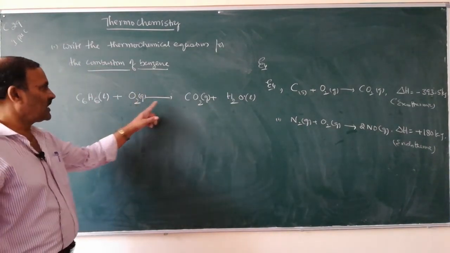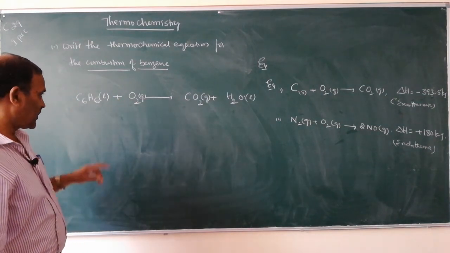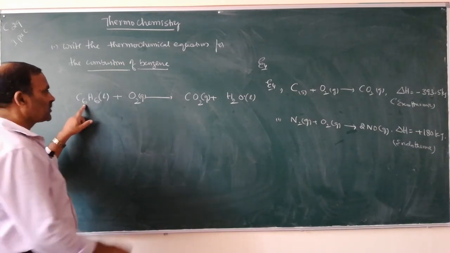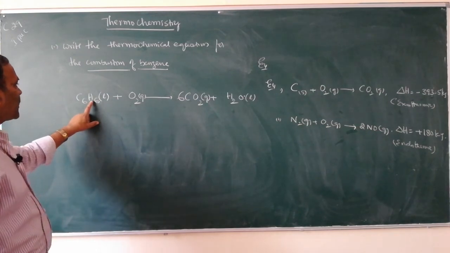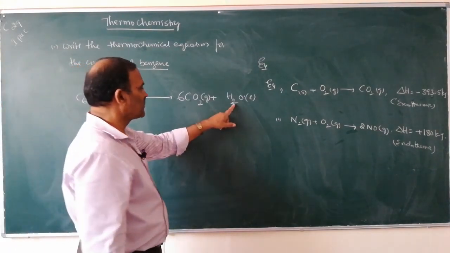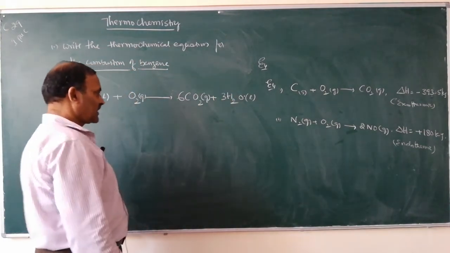So physical states I have mentioned, and I have to balance this equation. How many carbon atoms are here? C6, you have to write 6 carbon. How many hydrogen atoms are there? 6 hydrogen atoms. Here 2 hydrogen atoms are there, you have to write 3. 3 into 2 becomes 6.